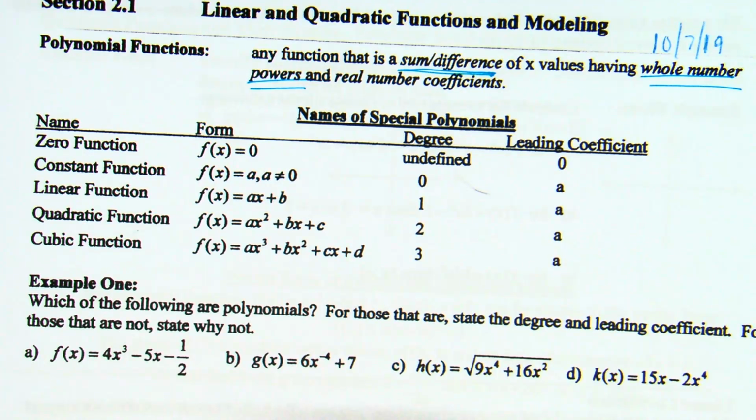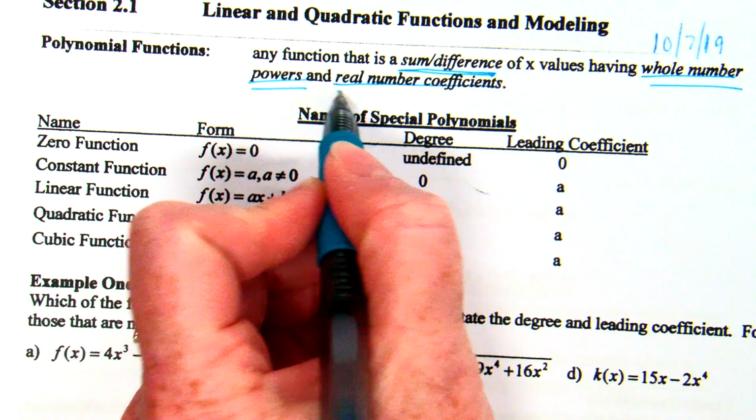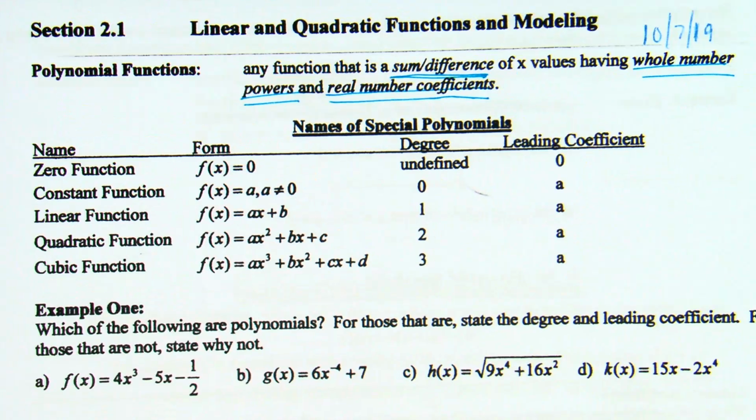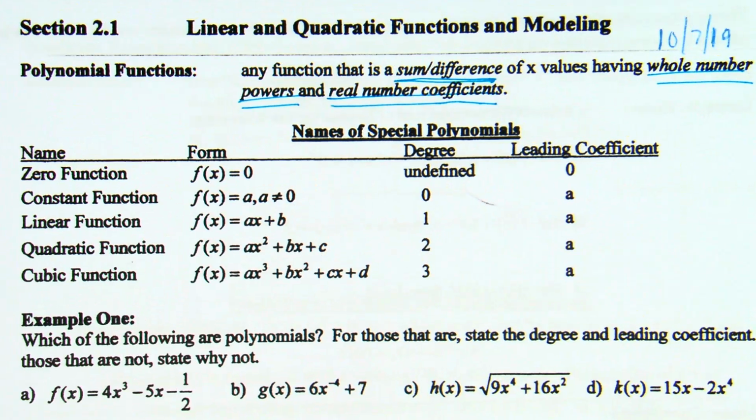The leading coefficient is a. Why is the leading coefficient a? It's the number out front of that highest power. We've got ax squared plus bx plus c. It's quadratic: highest power 2, leading coefficient a. We have cubic: ax cubed plus bx squared plus cx plus d. Degree 3 because it's the highest power, leading coefficient a because that is the coefficient of the highest power term. Okay, this should seem somewhat familiar.